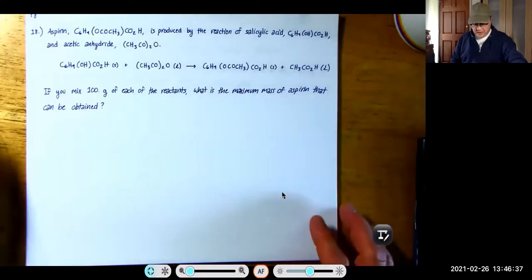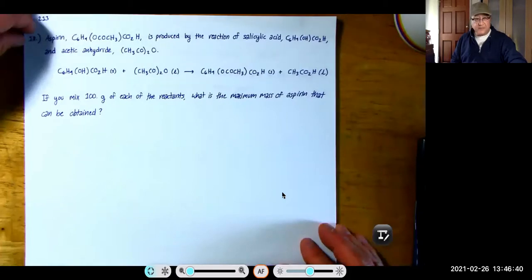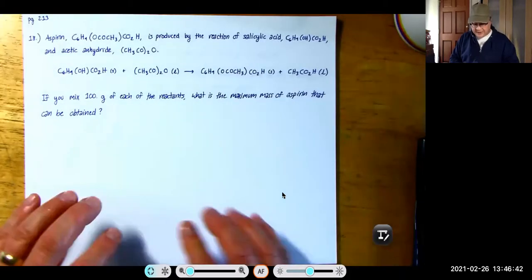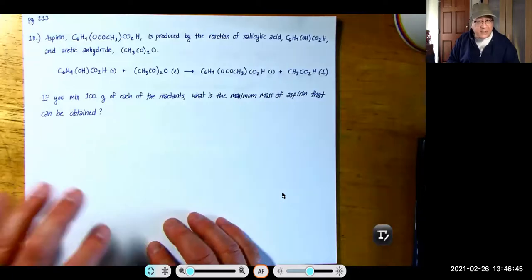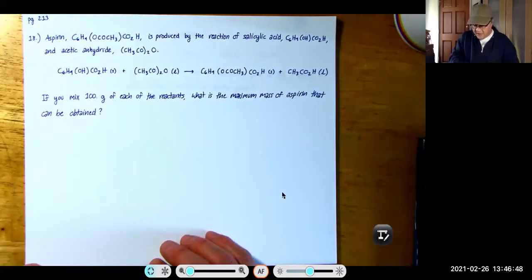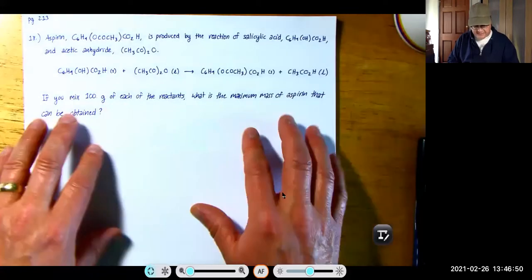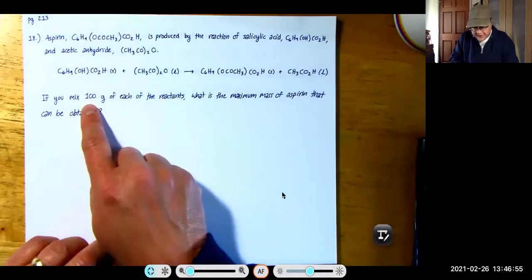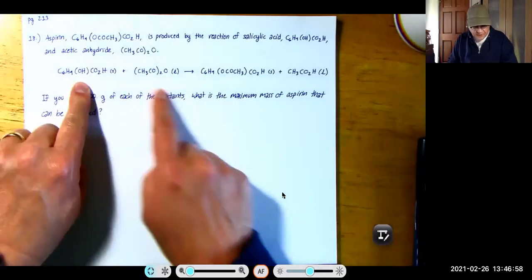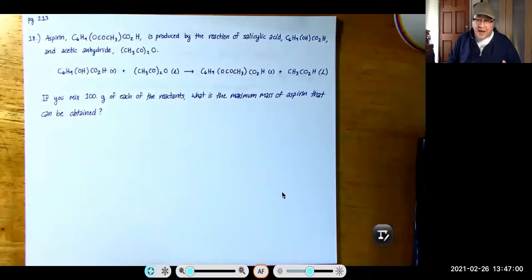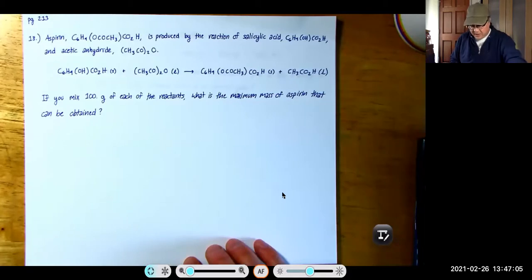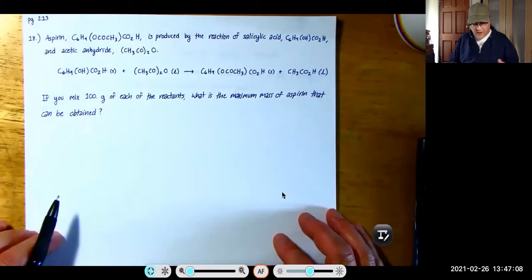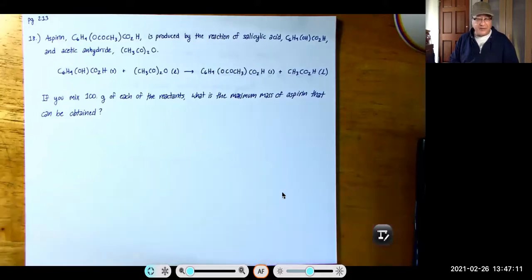So if we take a look at this one, this is a limiting reactant problem. Now, there's no word in here that says limiting. What there is, though, is if you mix 100 grams of each of these, what is the maximum mass of aspirin that can be obtained? Well, that maximum mass will depend on which reactant is limiting. So I'm just trying to point out to you that there are other ways of asking you a limiting reactant problem without saying, hey, this is a limiting reactant problem.